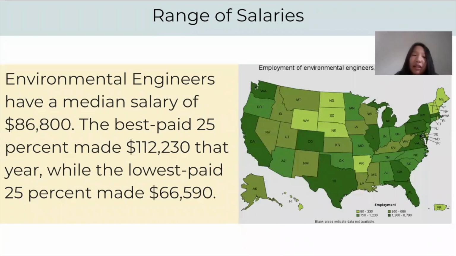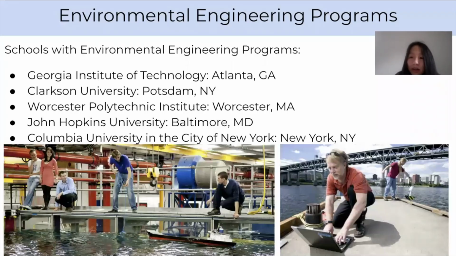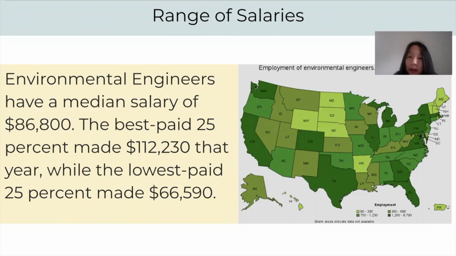So the range of salaries, we mentioned this earlier, but the average salary is about $86,000, and the best paid, the top 25%, make around $112,000, which is a lot, and the lowest paid is around $67,000. And then on the right is a map of the employment. As you can see, the bigger states like New York, Texas, California, Florida are full of more employment for environmental engineers.